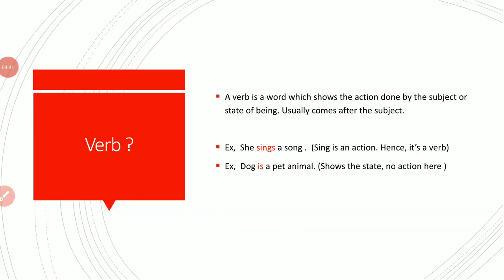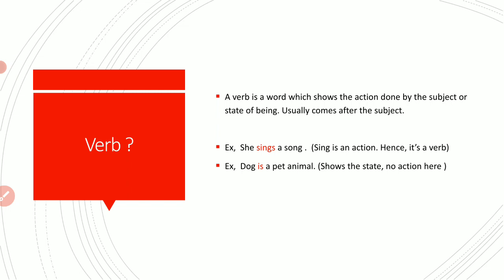Now let us talk about the verb. Okay, so normally verb comes after a subject in a sentence. A verb is a word which shows the action done by the subject or state of being. So verb has so many roles to be played, but here we'll just try to minimalize the thing only by talking about the important things that is performed by this verb.